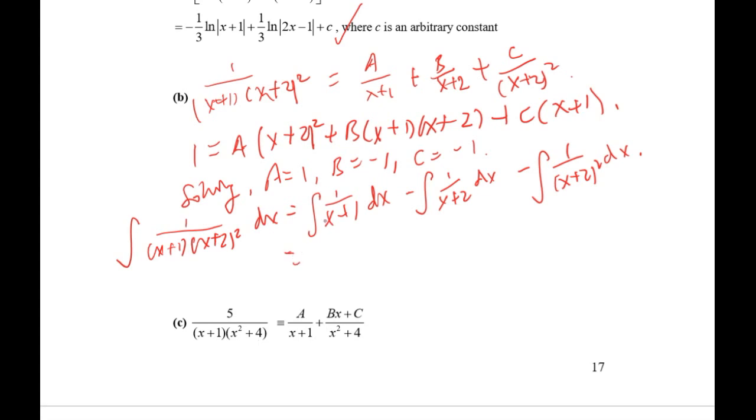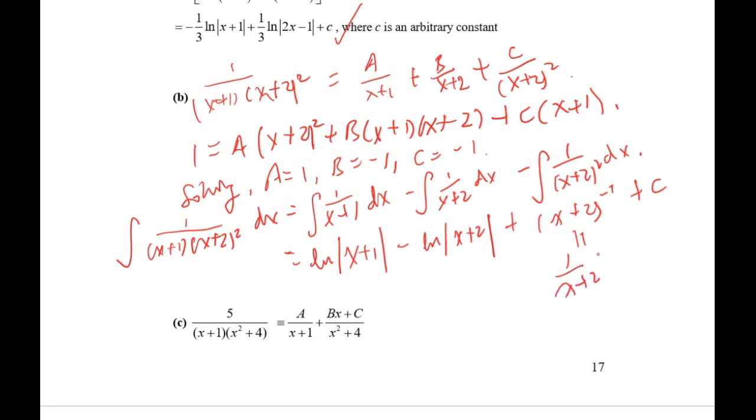Basically, 1 over x plus 1, its integral is just ln of x plus 1. Similarly, the integral of 1 over x plus 2 is just ln of x plus 2. The third one is a bit trickier, but note that it's just x plus 2 to the power of minus 2. Since the power is minus 2, we can't use ln, so we use the familiar rule, and it's x plus 2 to the power of minus 1, which is of course the same thing as 1 over x plus 2.